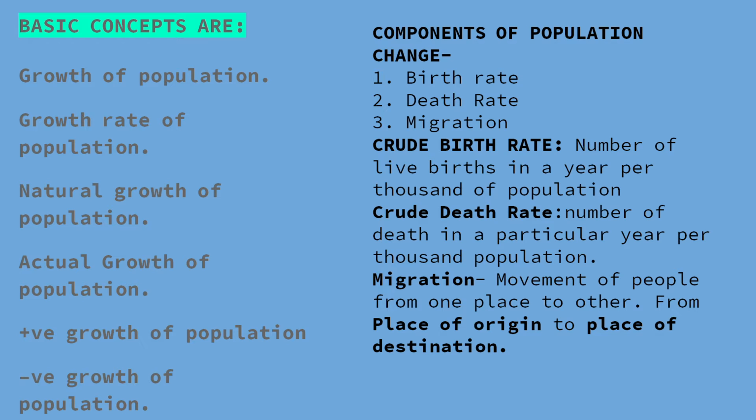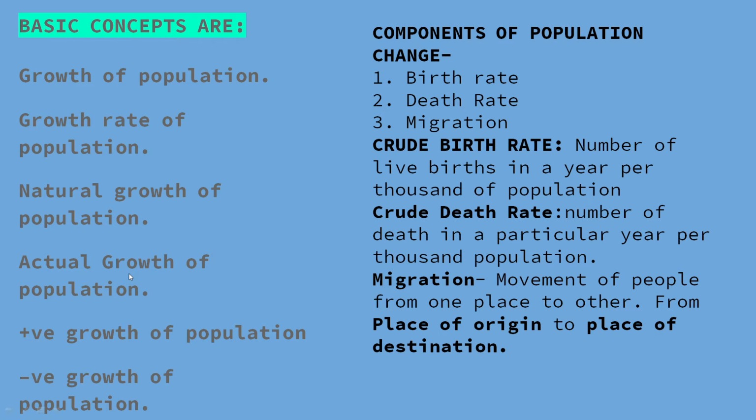Growth rate of population. The rate by which population grows in a country is called as its growth rate. It can be expressed in absolute numbers and percentage both. Natural growth of population. Birth rate and death rate are the two indicators of natural growth. If birth rate is high, natural growth is positive. If death rate is high, natural growth rate is negative. So natural growth of population is calculated by birth rate minus death rate.